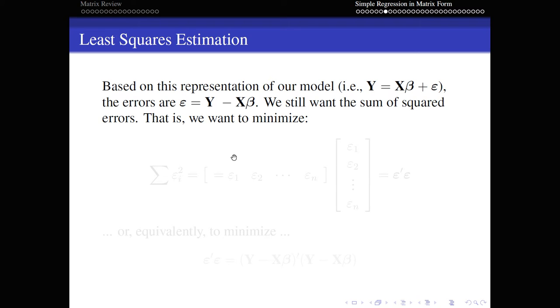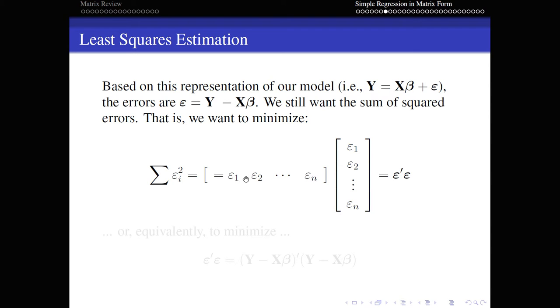So for the least squares estimation, recall that in our previous least squares estimation, what we did is we wanted to minimize the error term. And so we had this error term. Recall that we took the error term, we summed the squares of the error term, took the derivative, and minimized. We still want to do this. That is, we still want to minimize this sum of squares of the error term.